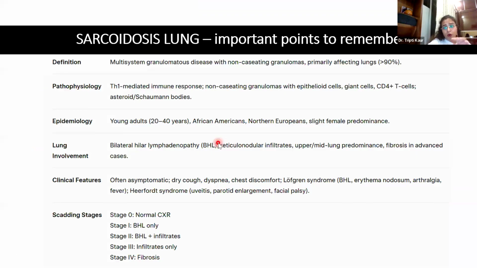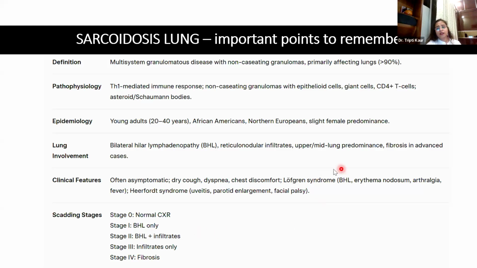So, some important points to remember about sarcoidosis patients. It generally happens in young adults, 20 to 40 years, with a slight female predominance. And patients usually have bilateral hilar lymphadenopathy. The Scadding stages, you should be aware that there are 4 stages according to which we stage the patient on radiology, depending upon whether the patient has bilateral hilar lymphadenopathy or infiltrates only or fibrosis.